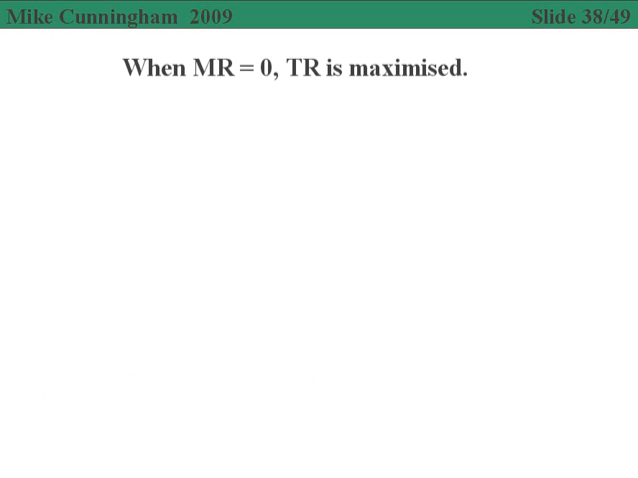When marginal revenue is equal to 0, total revenue is maximized. We just proved that earlier with the diagram, when we had the marginal revenue as a tangent, horizontal, just touching the total revenue curve. We've also established that marginal revenue is equal to the price times 1 minus 1 over the elasticity. Now let's see what the value of elasticity will be when total revenue is maximized.